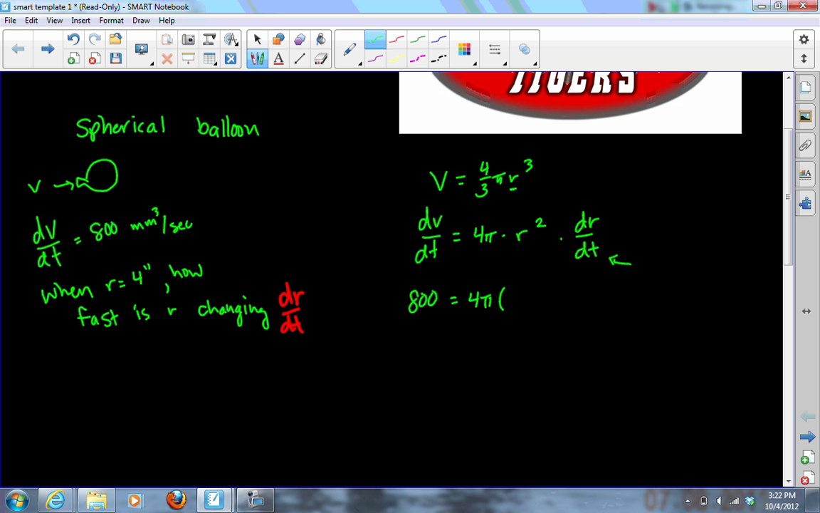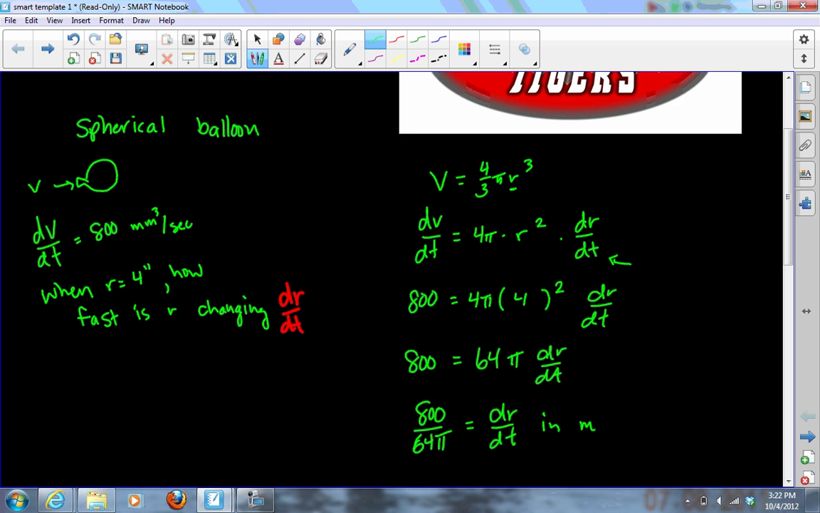And this would be 4 pi times the radius, 4 squared, times dr dt. So 800 equals 4 squared is 16, times 4 is 64 pi dr dt. So 800 over 64 pi is how fast the radius is changing with respect to t. And this would be in millimeters per second. This is in cubic millimeters, so the radius would then be measured in millimeters. So this rate would be millimeters per second.